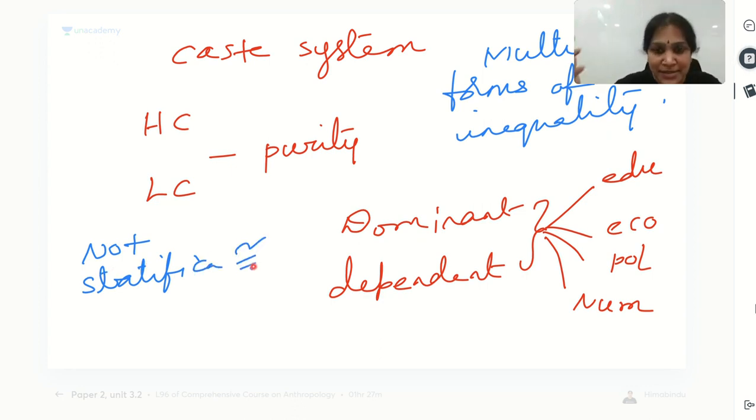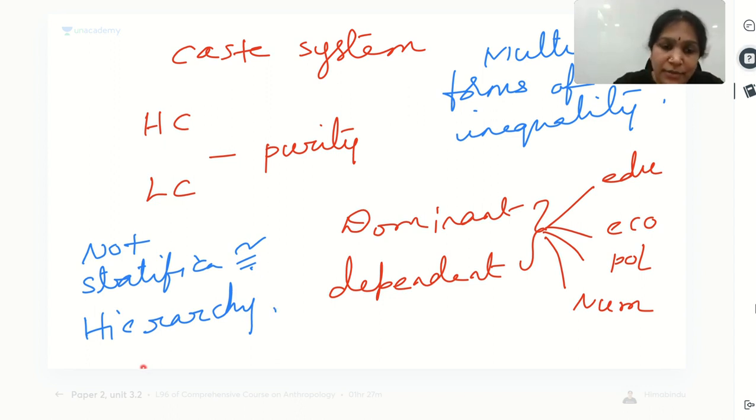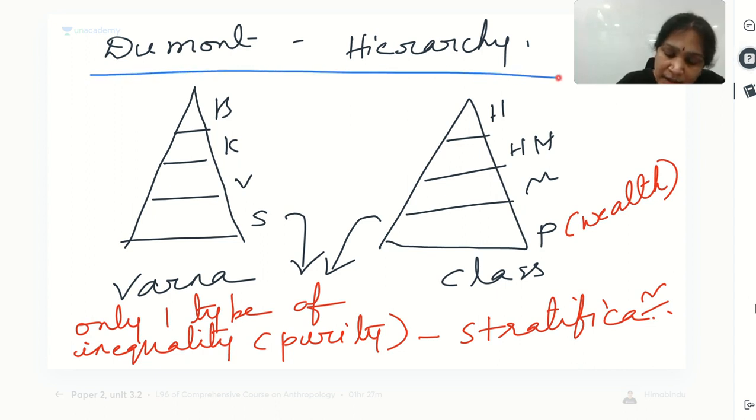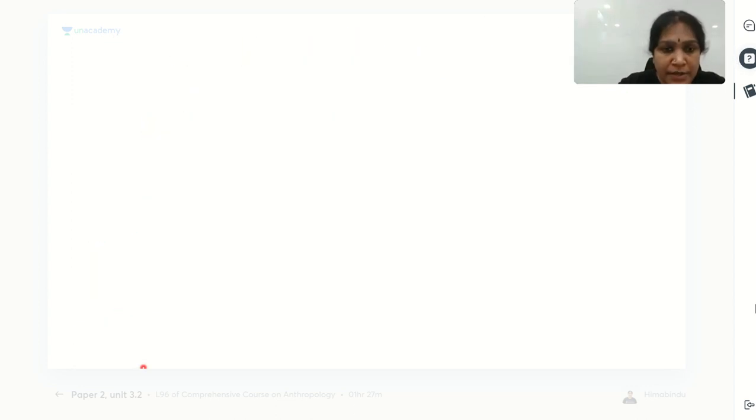It is beyond stratification. What is that? Hierarchy. He called that hierarchy. Is this point clear? Can we move on? Still, the answer is not over. Only one point I told you; there is one more point. I remind you, we are discussing how Dumont explained hierarchy. What is hierarchy in Dumont's idea? We have seen one aspect of it. There is one more aspect of it.